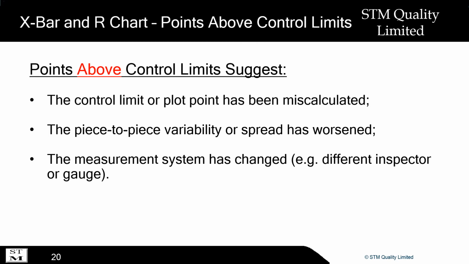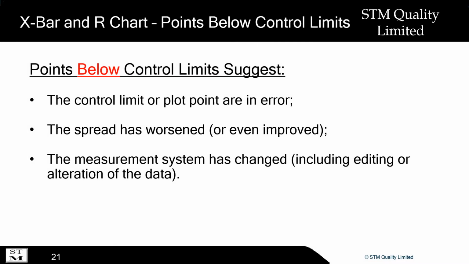Points above control limits suggest the control limit or plot point has been miscalculated, the piece-to-piece variability or spread has worsened, or the measurement system has changed, for example, a different inspector or gauge. Points below control limits suggest the control limit or plot point are in error, the spread has worsened or even improved, the measurement system has changed, including editing or alteration of the data.